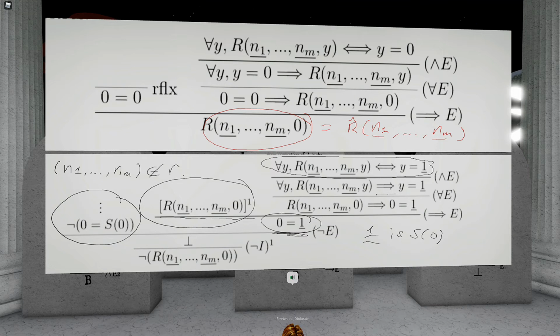And then we just remember that R n1 up to nm0 is R hat n1 underline up to nm underline. Cool. And so now we've shown how to prove that if n1 up to nm is not an element of our relation R, then Q can prove that it's not the case that this formula holds. Okay, and that's a complete proof.